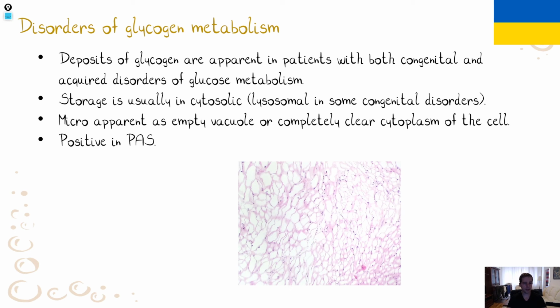And microscopically, it's apparent as empty vacuoles or completely clear cytoplasm, because glycogen microscopically is completely clear. We can stain it with PAS staining, because PAS stains sugars, but in hematoxylin eosin, it's apparent as empty vacuoles, or the cytoplasm can be completely clear. You can see it on this picture. You wouldn't guess it, but this is myocardium. This is heart muscle. And it was a small child with a glycogen disorder called Danon's disease. And as you can see, the cardiomyocytes are completely pale because they are stuffed with glycogen.